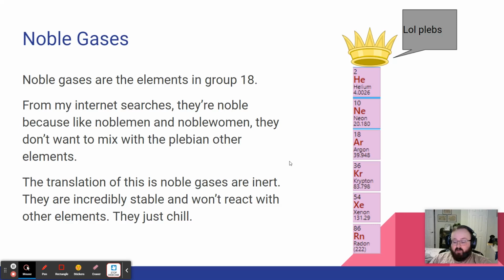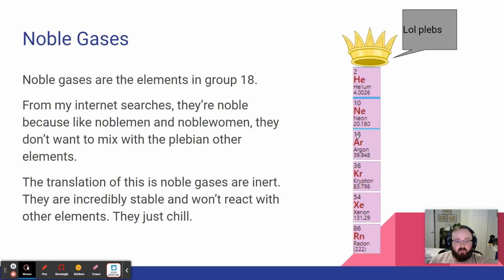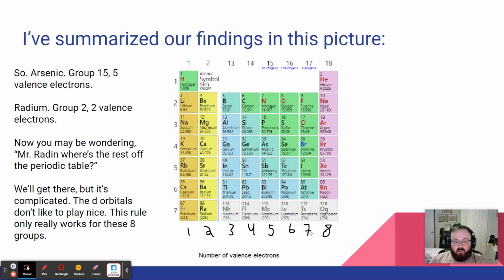They're very just not reactive. They don't mix with other elements, in terms of, like, they won't react. They chill. And there's an important reason for that. Why? So let's start off with, they have 8 valence electrons. So if we go back here, all these elements here in group 18 have 8 valence electrons.